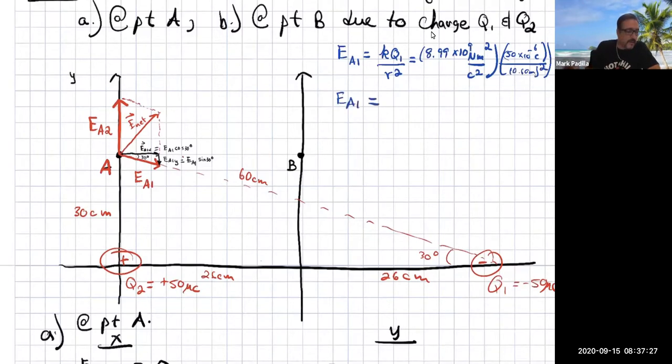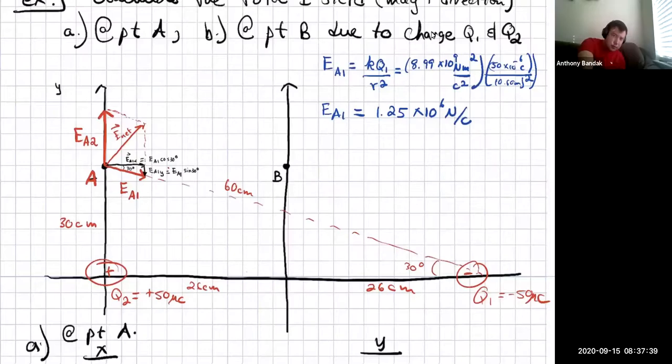EA1, I got 1.25 times 10 to the 6 newtons per coulomb. Somebody double check that. Yes. Yeah. Same thing. Okay.